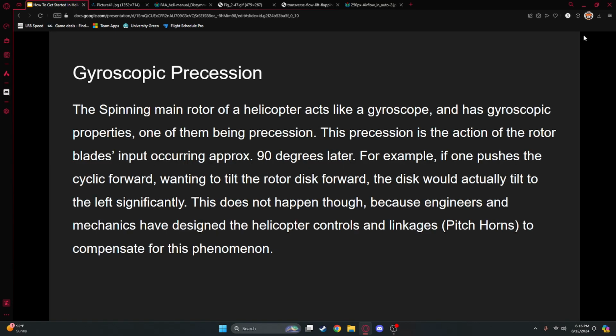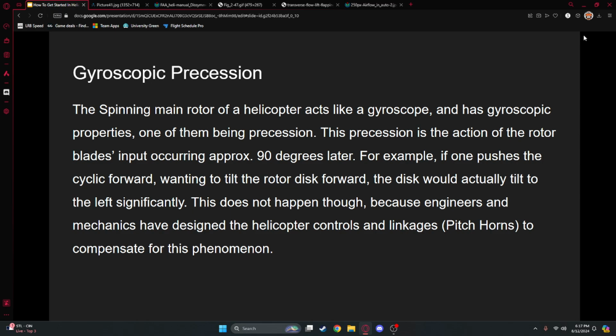Gyroscopic precession. I'm actually just going to read this. The spinning main rotor of a helicopter acts like a gyroscope and has gyroscopic properties, one of them being precession. This precession is the action of the rotor blade's input occurring approximately 90 degrees later. For example, if a pilot pushes the cyclic forward, wanting to tilt the rotor disc forward, the disc would actually want to tilt to the left significantly.